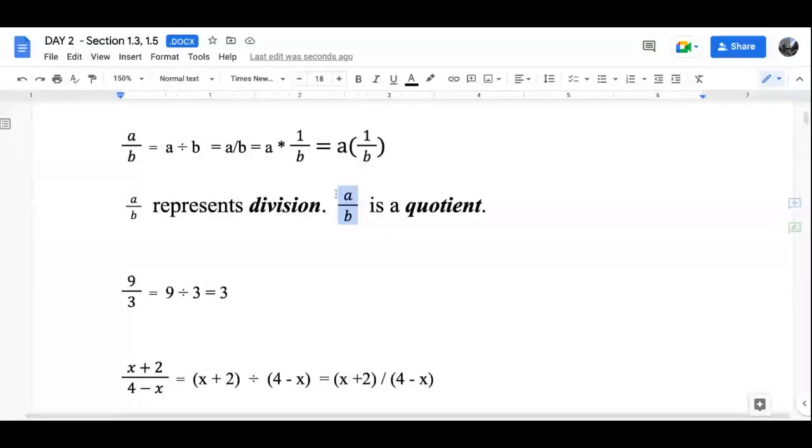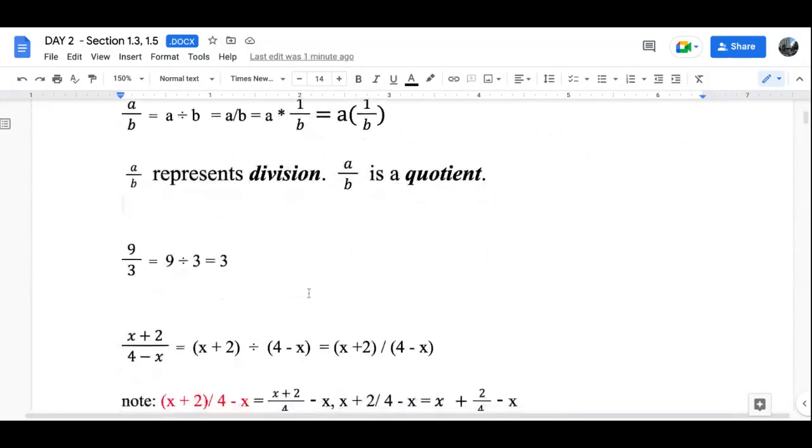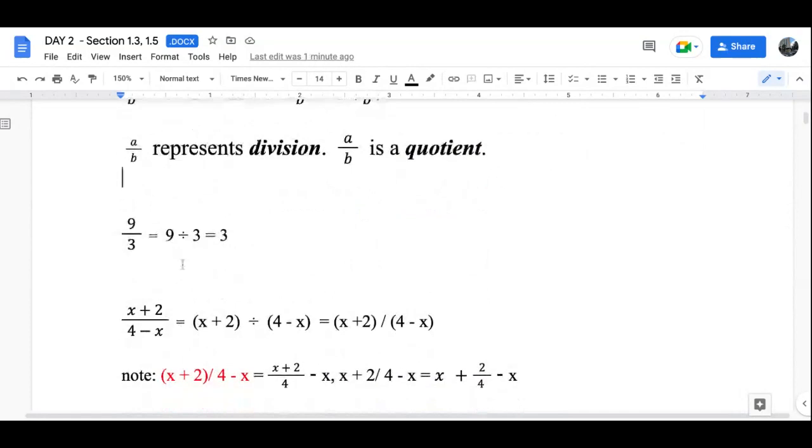So sometimes we call a over b a quotient, right? a over b, of course, is a quotient. And when we multiply two numbers, we call it the product of two numbers. So a divided by b or a over b, we call the quotient, the quotient of a and b.